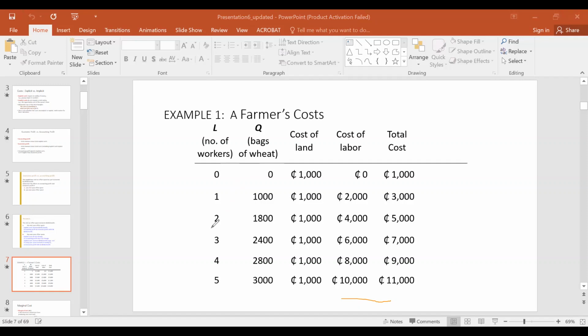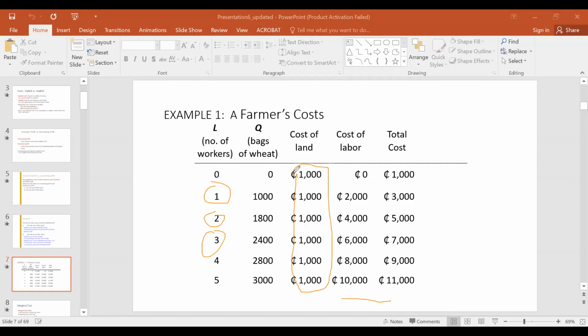If you employ 3 people, you harvest 2,400 bags of wheat. If you employ 5 people, you harvest 3,000 bags of wheat. Now, the cost of the land you are using to farm the wheat is just the same. You've already paid for the land. So it's 1,000 throughout. Essentially, we are saying that whether you are using 1 worker or 2 workers or 3 workers, it doesn't change the cost of the land.